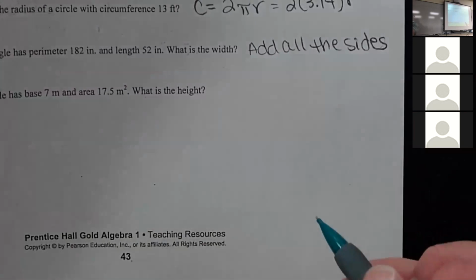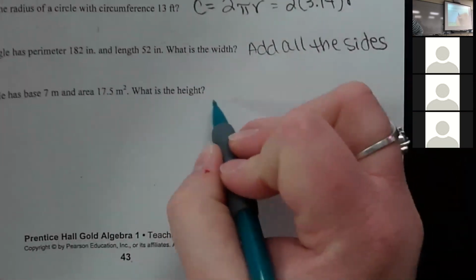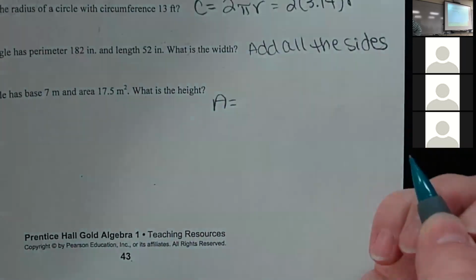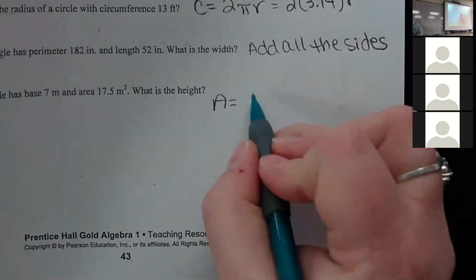And then the last one says a triangle has a base of 7 and an area of that. So how do I find area of a triangle? Yep, 1/2 base times height.